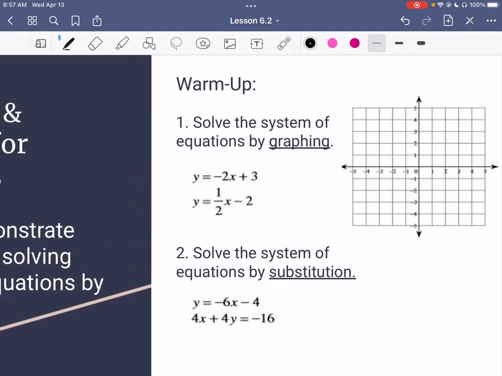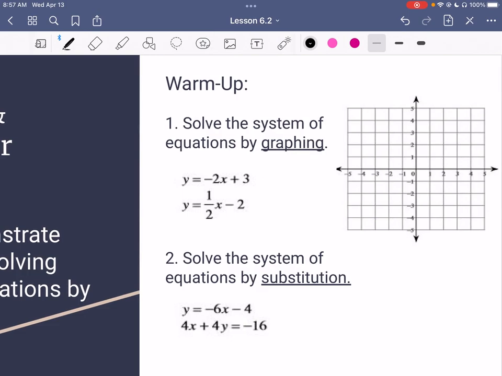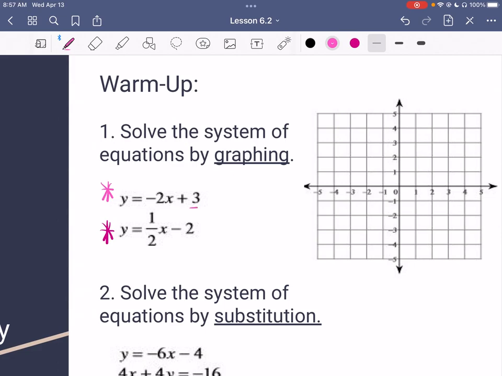So number one is reviewing solving systems of equations by graphing, which is what we did in the previous lesson. So here I'm just going to put stars with different colors by these specific equations. My first one here has a y-intercept of 3, and then the slope is -2. If I write that as a fraction, that's -2 over 1. So I'm going to go down 2 over 1 to the right, down 2 over 1 to the right, etc. And remember that anytime you're graphing, you do want to fill up the entire coordinate grid.